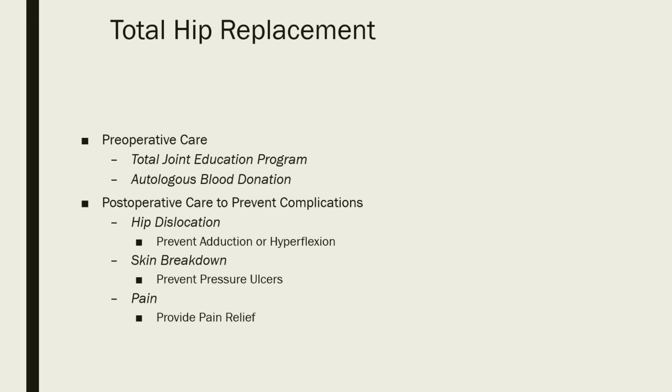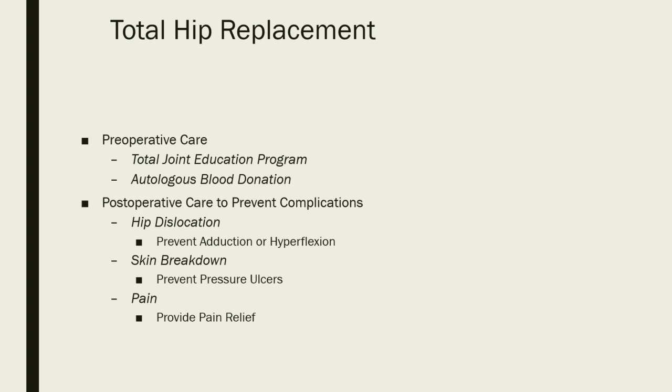Preoperative care. Education should be provided to the patient prior to having surgery. Some patients may choose to do what's called an autologous blood donation, meaning approximately 6 to 8 months before the surgical procedure, they would periodically go to the blood bank to provide samples of their own blood in case they were to need any blood transfusion after surgery.